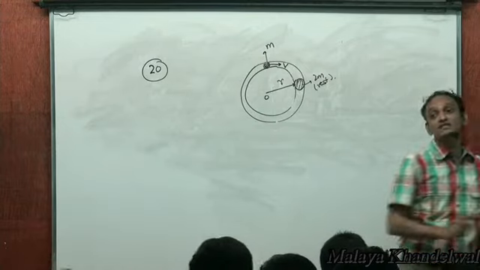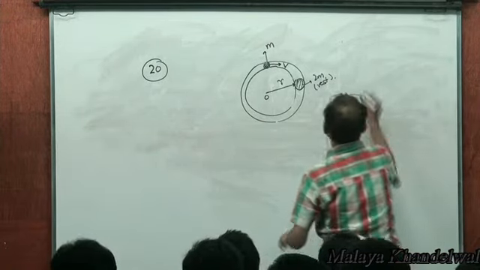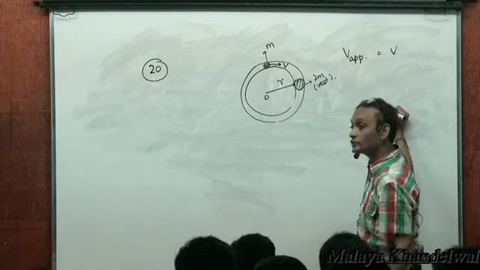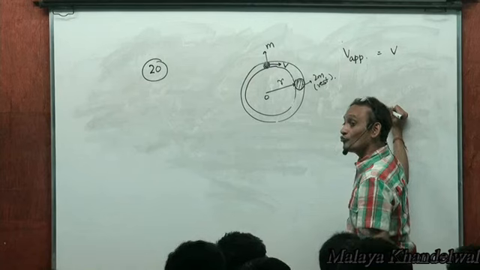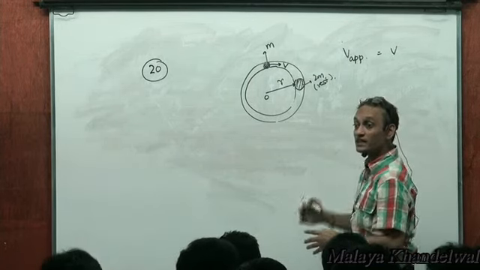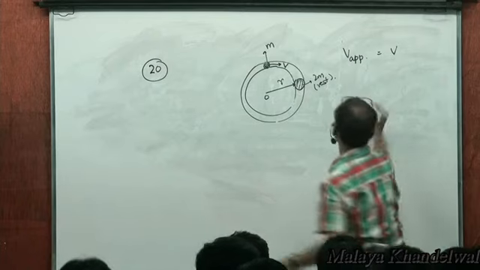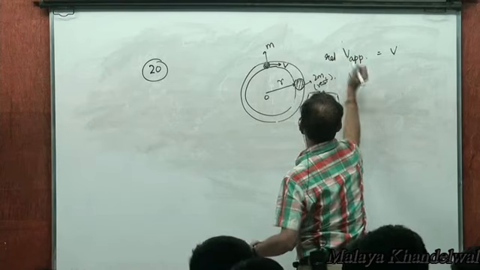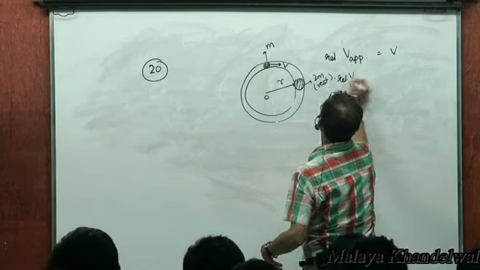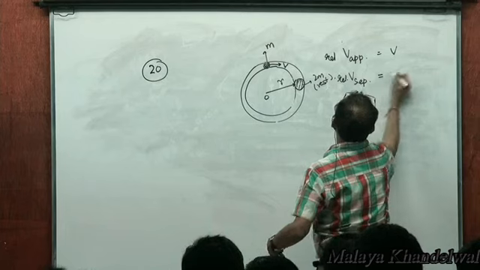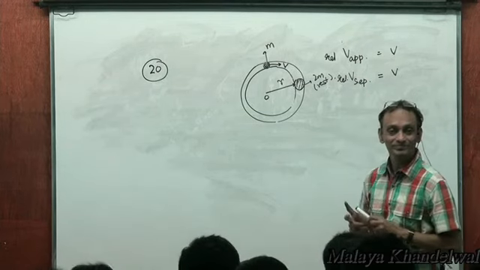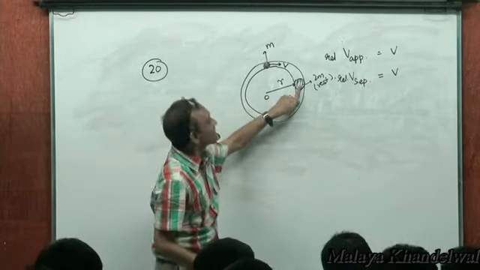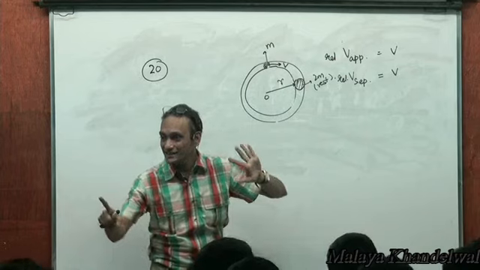If it's a perfectly elastic collision, what's the relative velocity of approach? Magnitude of relative velocity of approach is v. In a perfectly elastic collision, velocity of approach must be the same as velocity of separation. So the relative velocity of separation should also be v in magnitude. Yes or no? That means after collision, this has a velocity v with respect to this, right?